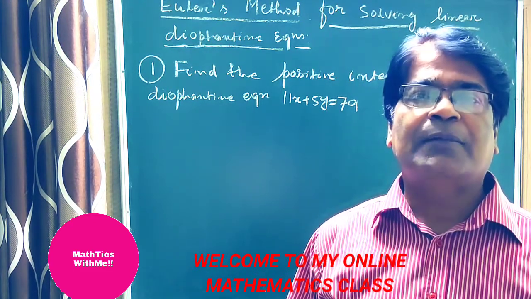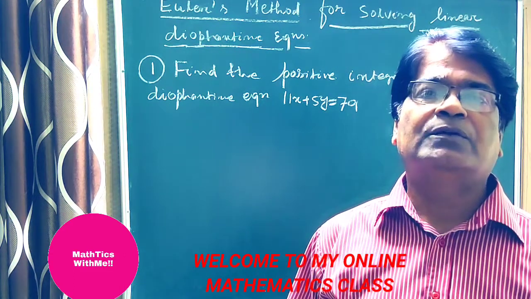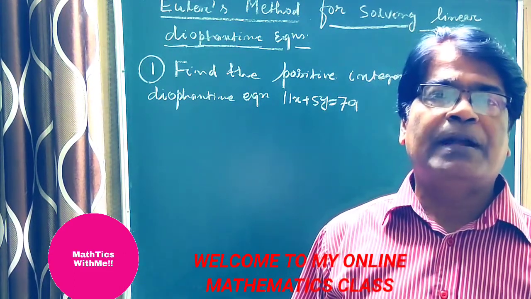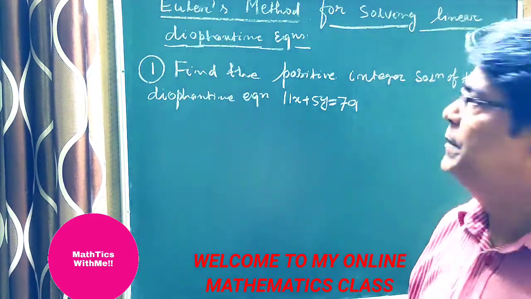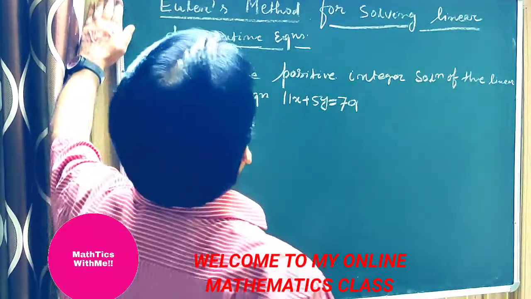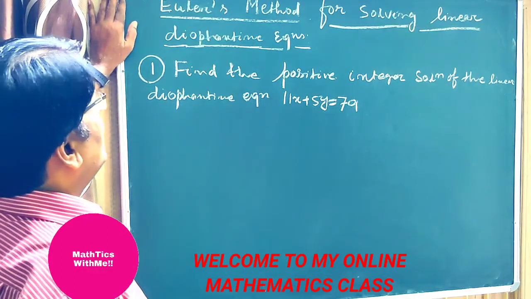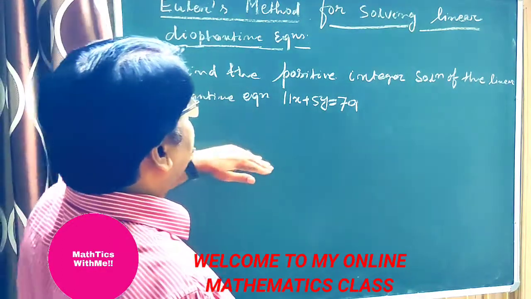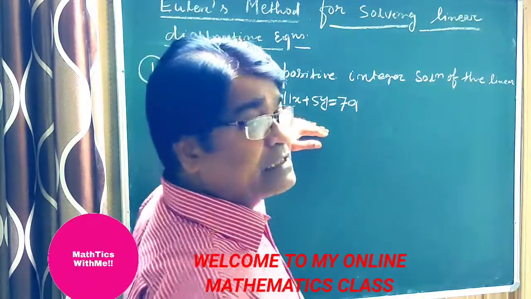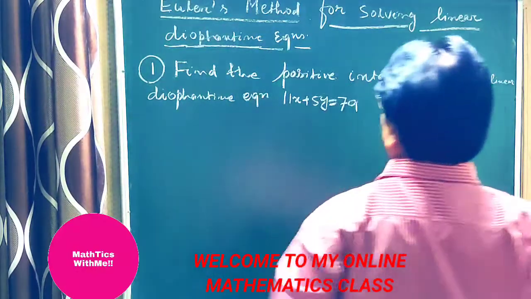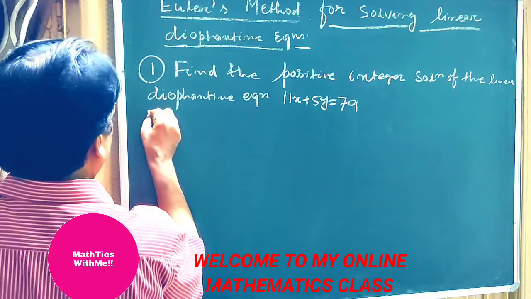In this class, I am going to teach you application of Euler's method to solve linear Diophantine equation. Let us start the topic. Euler's method for solving linear Diophantine equation. Find the positive integer solution of the linear Diophantine equation 11x plus 5y is equal to 79. Now you see the solution.